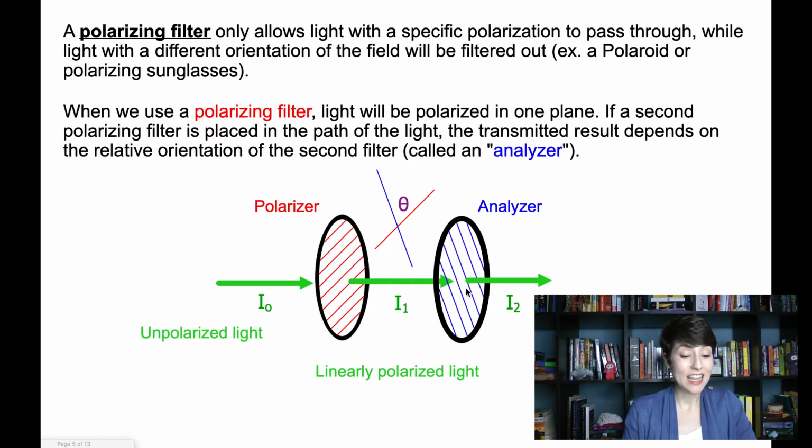If it's oriented in the same exact direction as the polarizer, all the light will get through. If it's oriented at exactly 90 degrees to the polarizer, no light will get through. If it's somewhere in between, some light will get through, but the intensity will be reduced.